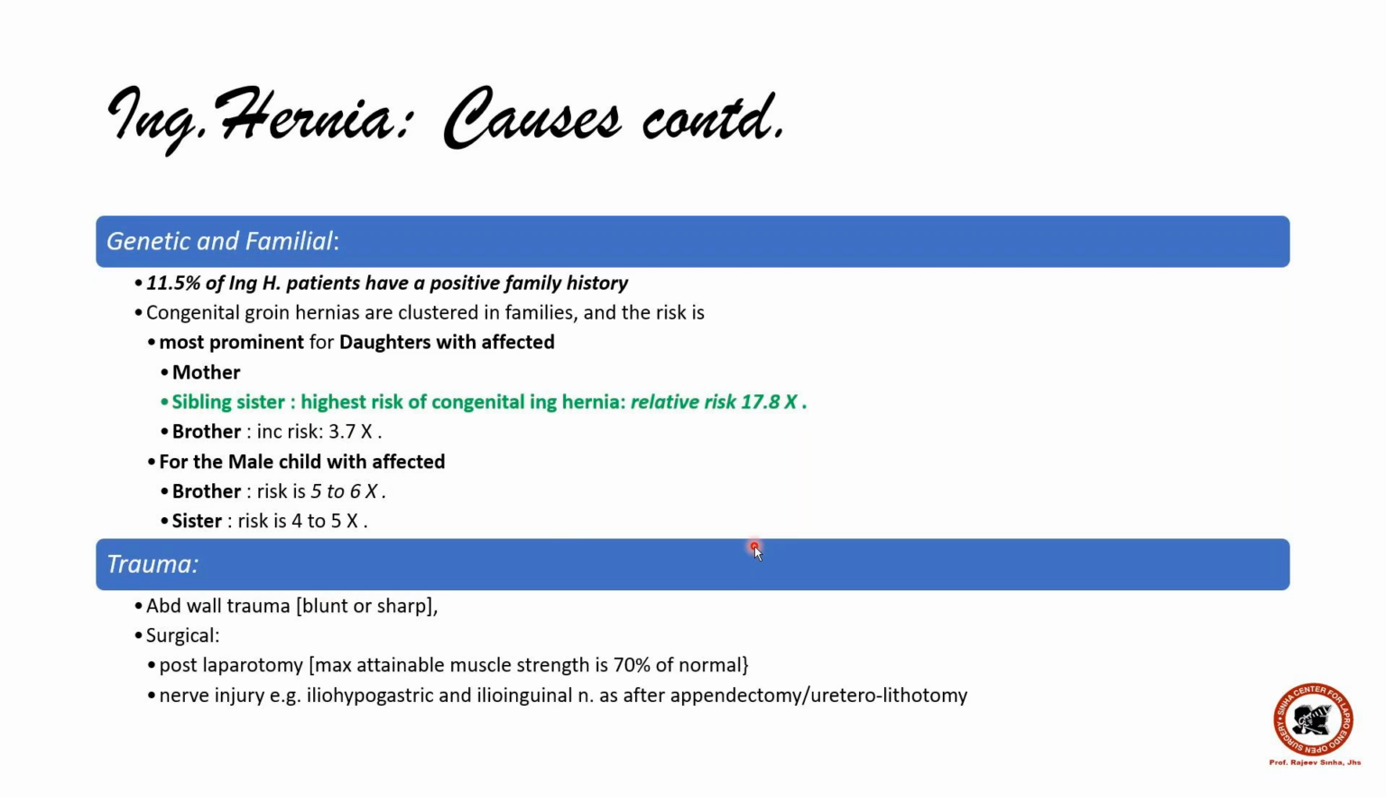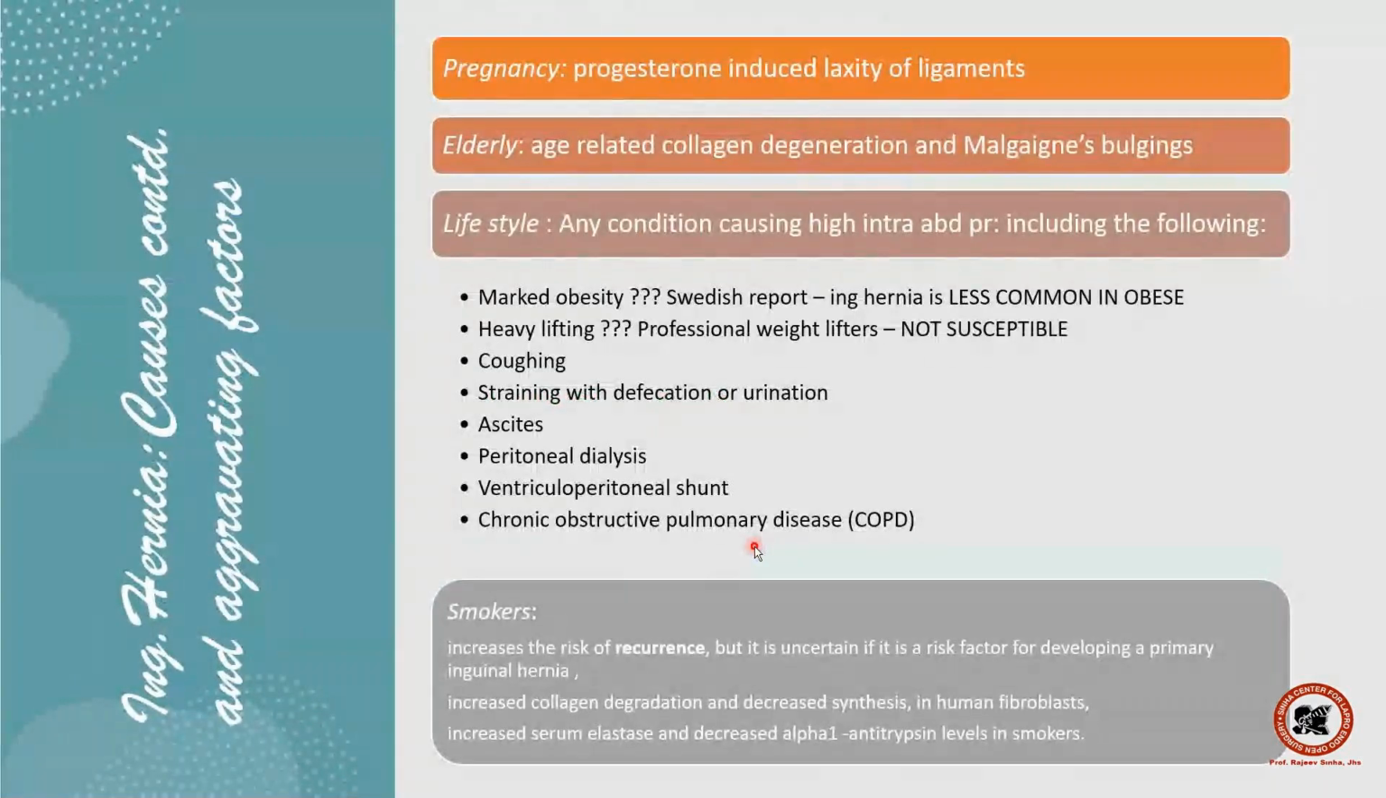If you give an incision, you're probably damaging the ilioinguinal nerve and the iliohypogastric nerve. To be more exact, the iliohypogastric nerve is more important as far as the genesis of post-operative hernias is concerned. So either on the right side or the left side, appendix on the right side, of course, ureterolithotomy right-sided, ureterolithotomy left-sided are all reasons for inguinal hernia.